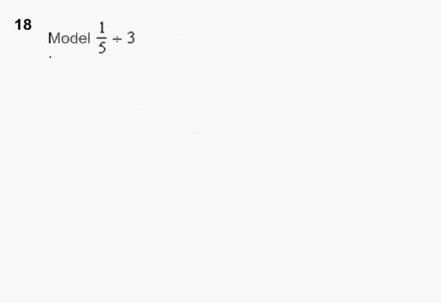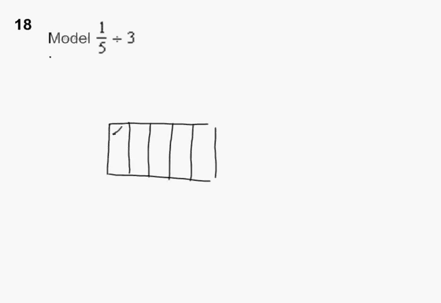Question 18, I have 1/5 of a chocolate bar. I'm going to share it between 3 people, or divide it between 3 people. I'm going to give this to Cindy. I'm going to give this to Billy. I'm going to give this to Al. Each person would no longer have a fifth of a bar, but rather a denominator of 15, and each would receive 1/15 of a full chocolate bar.